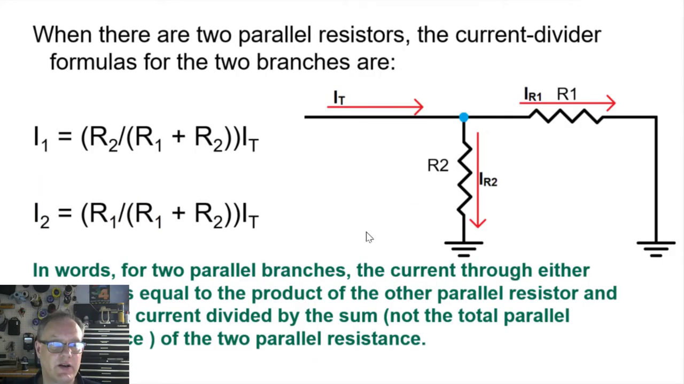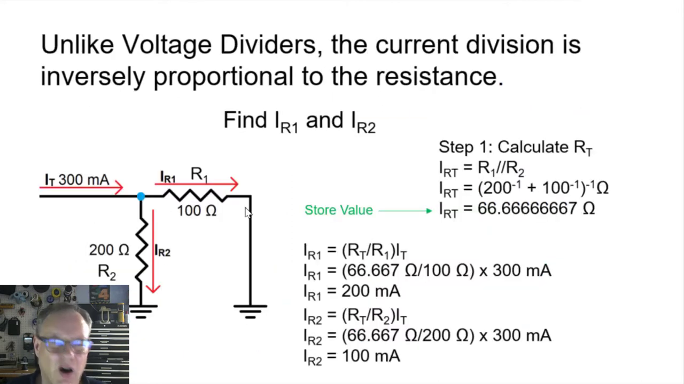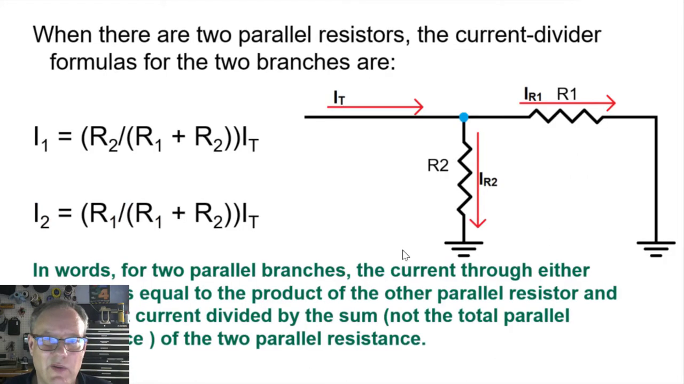So let's move on, and this is the current divider rule. When there are two parallel branches, the current divider formula for those two parallel branches is this. It's kind of like the product over sum. You can use this formula, but it only works for two. I always go with the other formula, because I like that it's taking the total and multiplying it by some ratio of resistance. But if you have two, you can use either one. I don't really suggest this, but I thought I'd show you anyway.